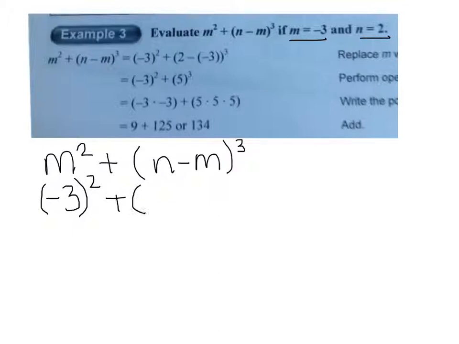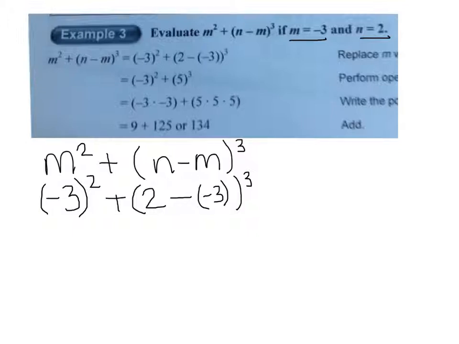Next, copy the plus and the open parentheses. Replace n with 2. Next, put my minus sign, and I replace m with -3. And yes, I know it seems like a lot of parentheses there, but you got to make sure for every open parenthesis you have a closed parenthesis. All right, so let's take care following the order of operations. Parentheses first.